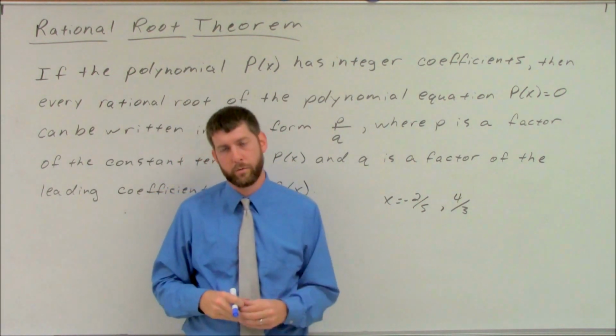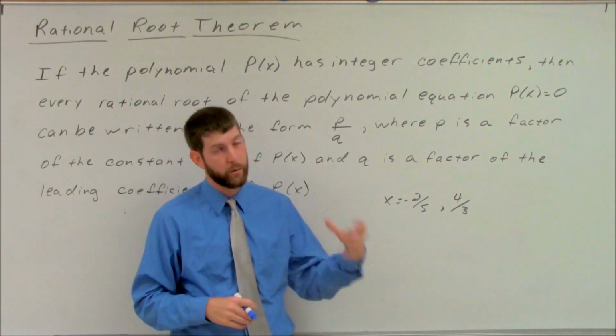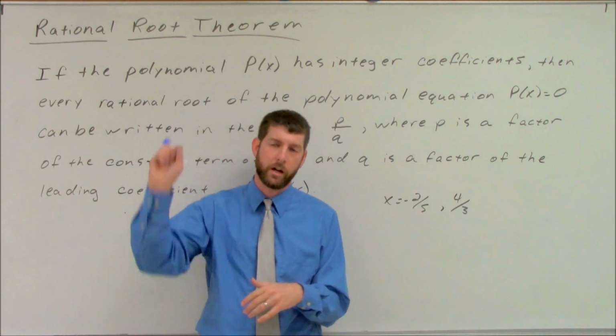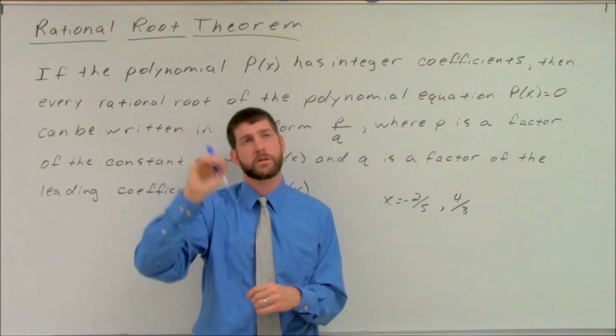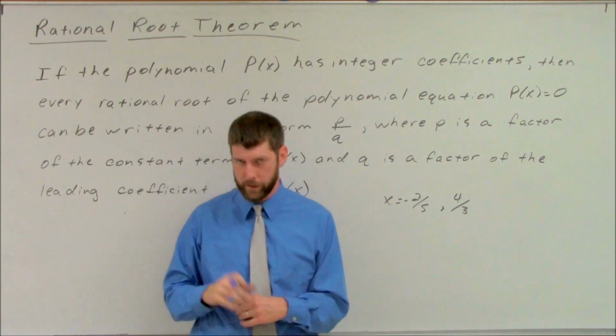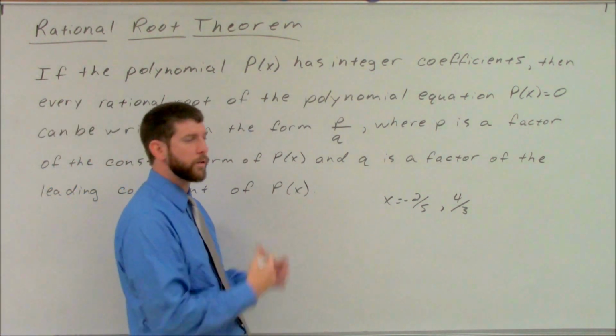So every rational root has to be a component of your constant factors divided by your leading coefficient factors. So I'm going to get the words out straight. So let's look at how we know that to be true.